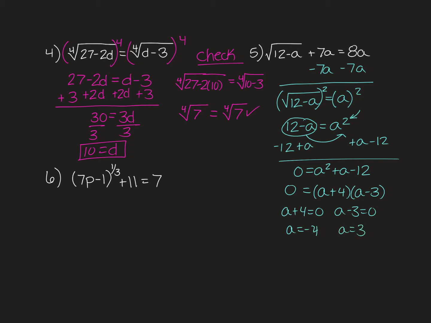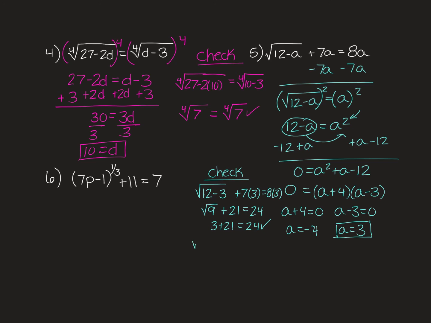You always want to double check your answer. So I'm going to check over here, and you have to check both. So the square root of 12 minus, I'm going to do 3 first, plus 7 times 3 is equal to 8 times 3. So 12 minus 3 is 9. So I have the square root of 9 plus 7 times 3 is 21. 8 times 3 is 24. So square root of 9 is 3. 3 plus 21 does equal 24. So 3 is one of our answers. You got to check the other one.